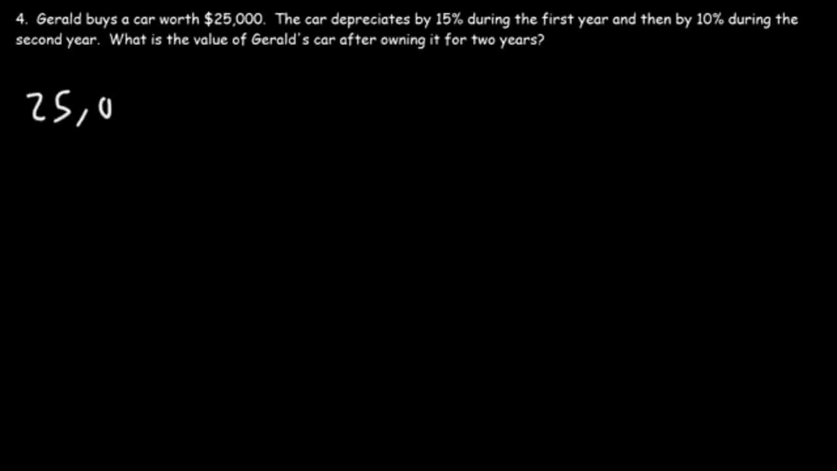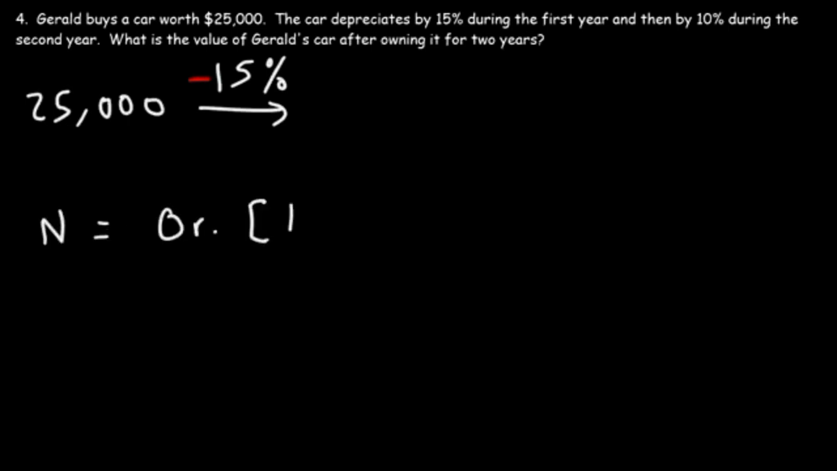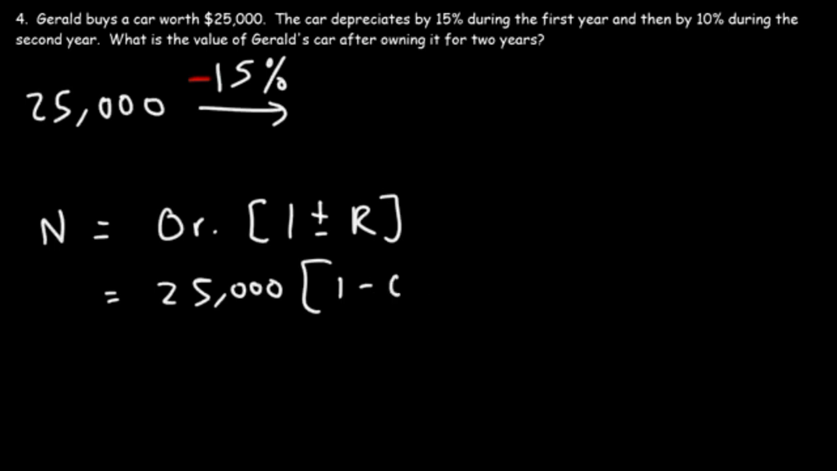So first, we need to decrease the car value by 15%. So this would be the same as solving a percent discount problem. So we could use the formula, the new value is equal to the original value times 1 plus or minus R. So the original value is 25,000. Since this is basically a percent decrease, we're going to use the negative sign. 15 divided by 100 is 0.15. So this is going to be 25,000 times 0.85.